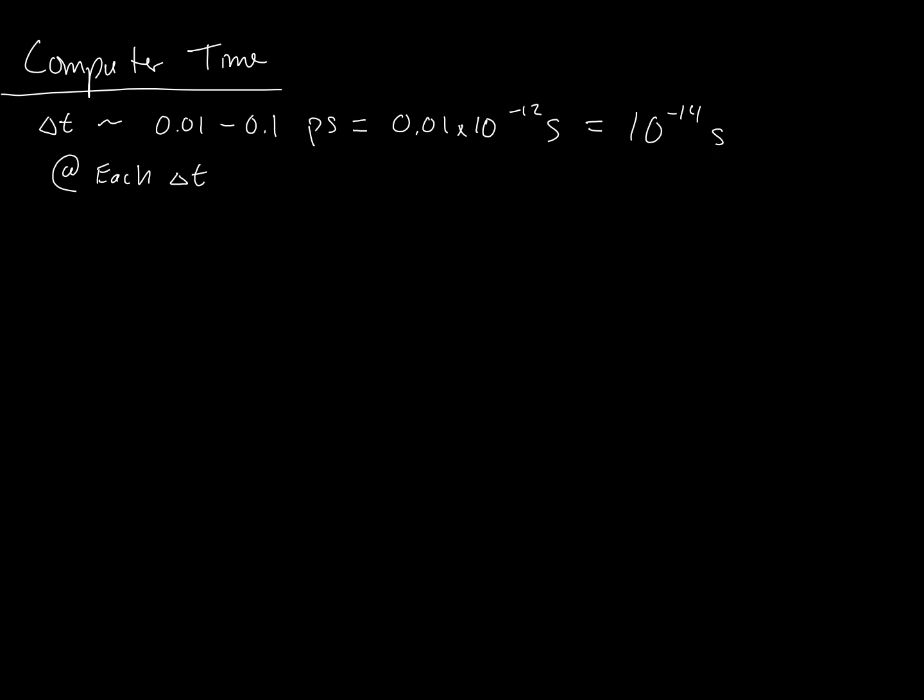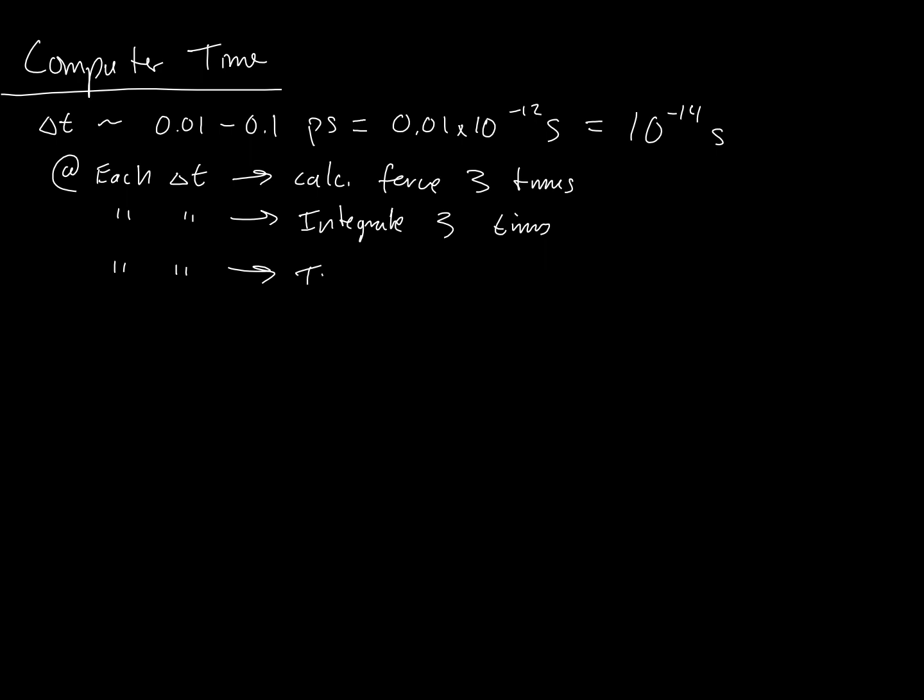So for each delta T, we need to calculate the force 3 times, right? X, Y, and Z. We need to integrate 3 times. And this is for every particle, of course. And then we need to translate 3 times.